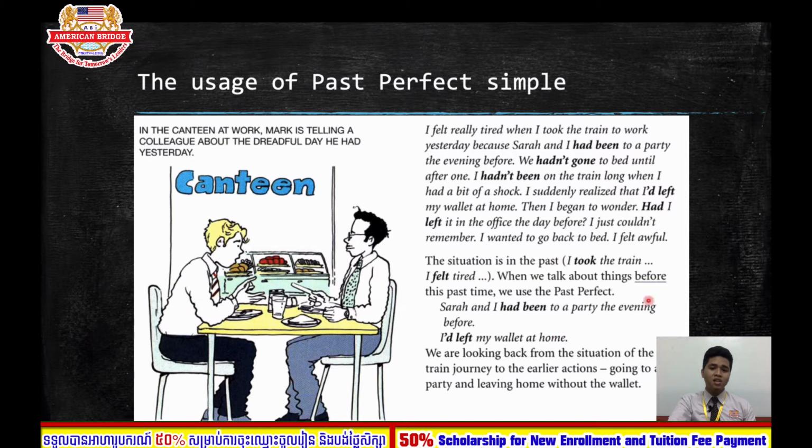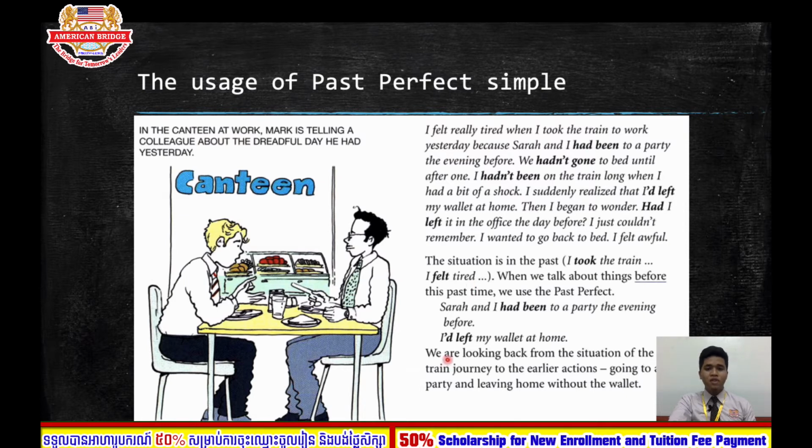But the main idea here is that all the situations happened in the past, but for the past perfect, it happened before another past action. As you can see, I've left my wallet at home. It also happened in the past, before he took the train and before he felt tired.